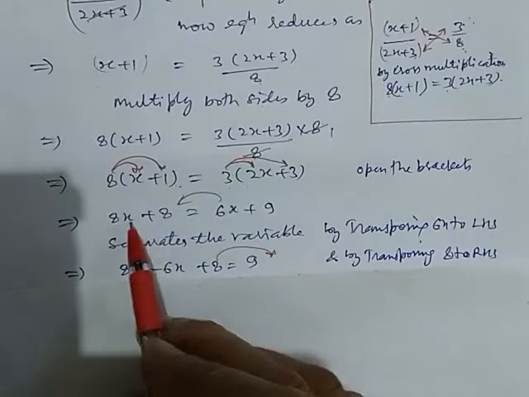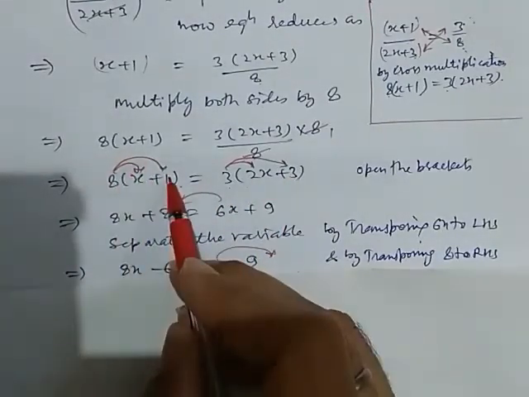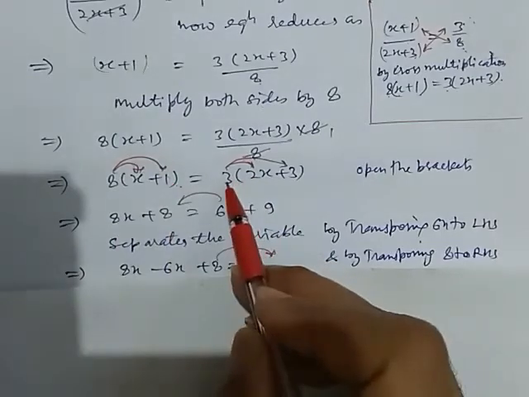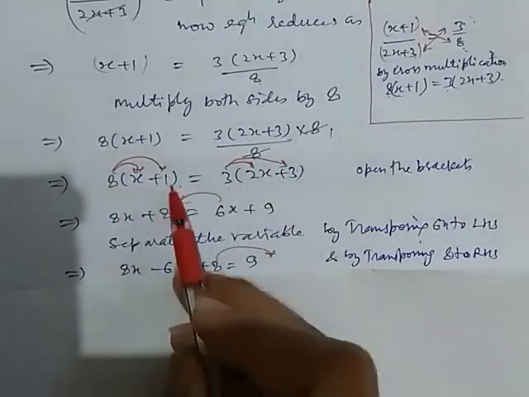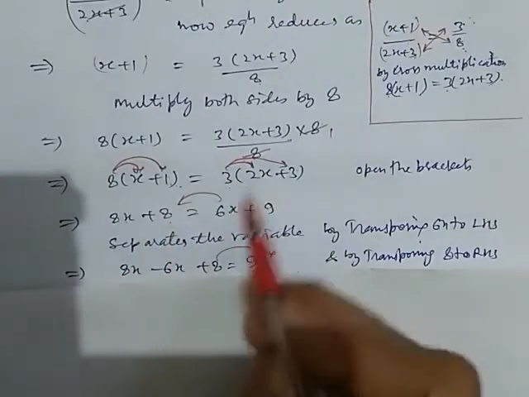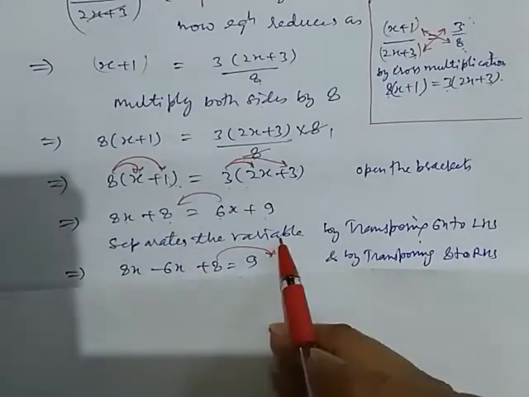Here we open the brackets. So multiply this by both the terms. Here we multiply this by both the terms. So 8 into x, 8x, 8 into 1, 8, 3 into 2x, 6x, 3 into 3, 9. Okay. Now separate the variables.